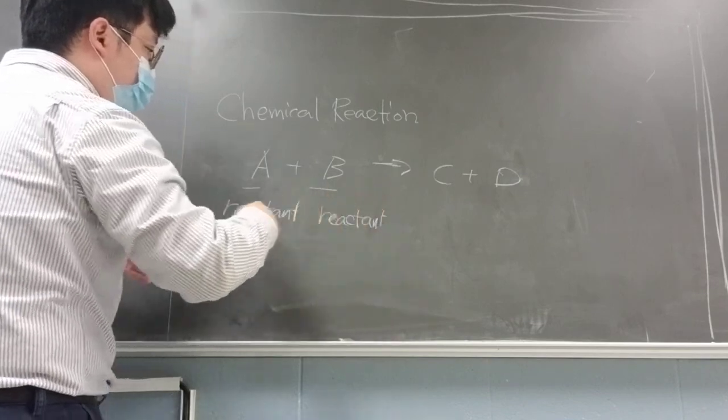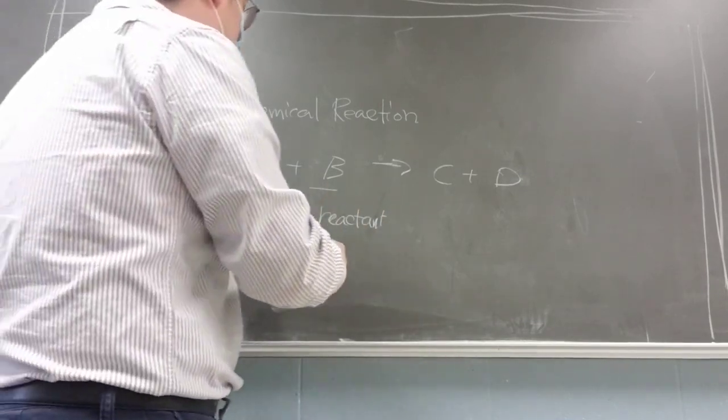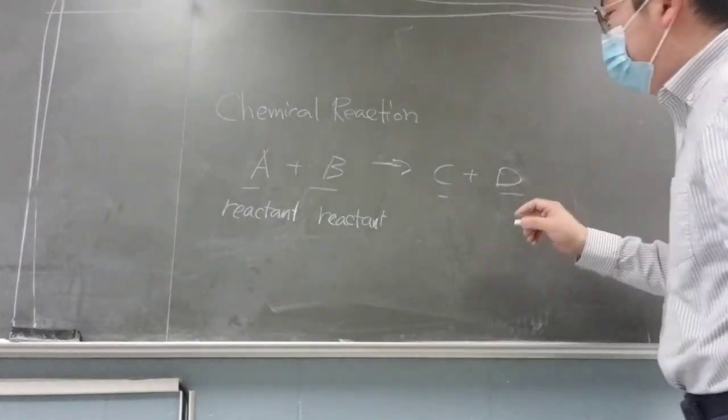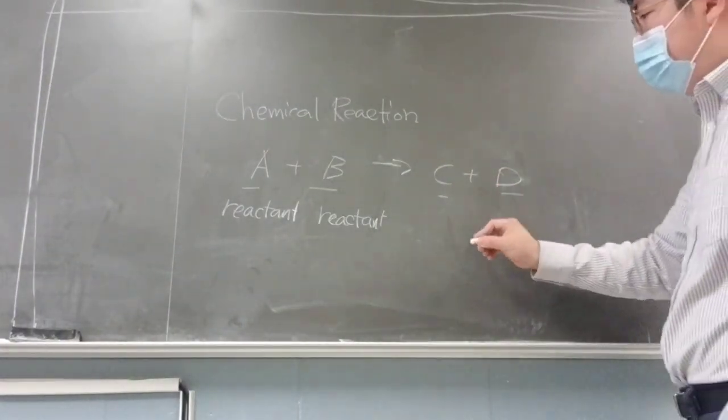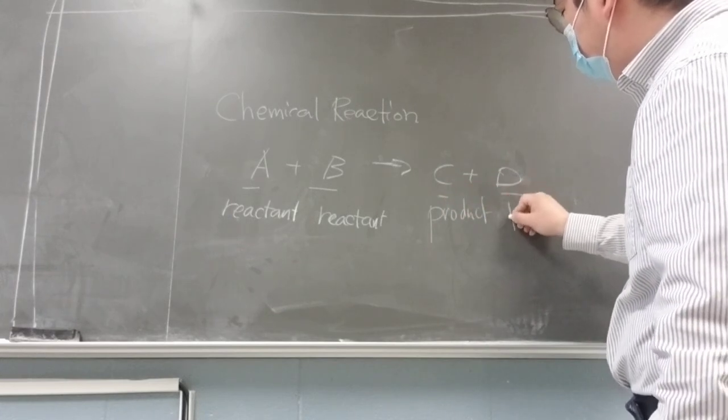Because they're going to do the reaction. So this is what we're starting with. So we call them reactants here. And those two are obviously the outcome of the reaction. So we call them products. This is what we made from the chemical reactions.